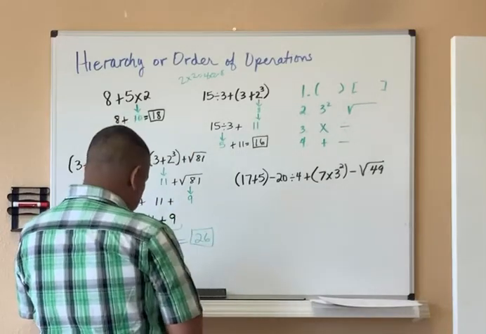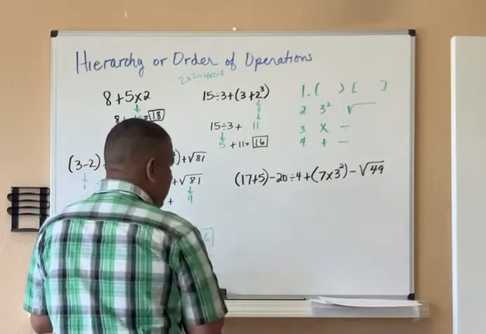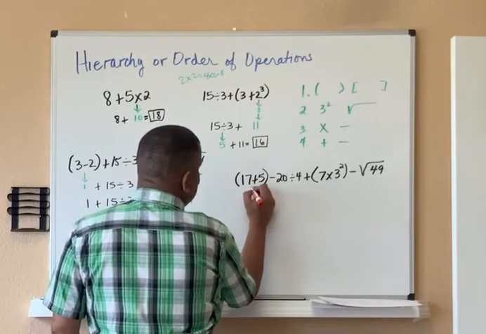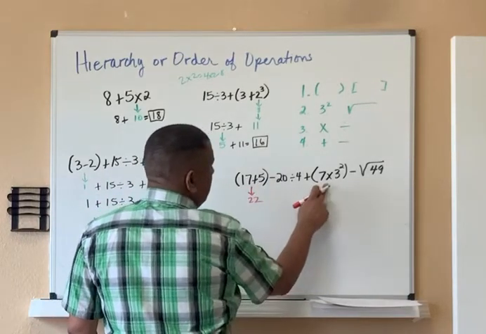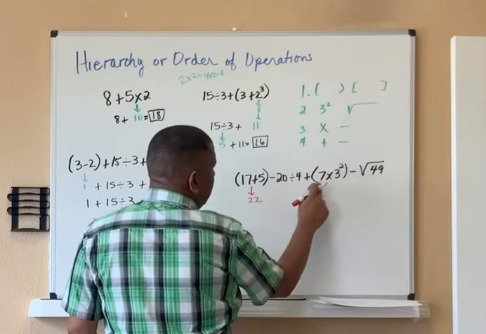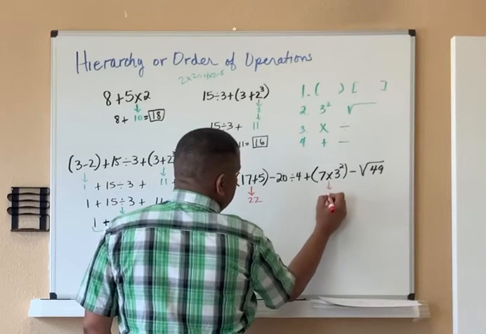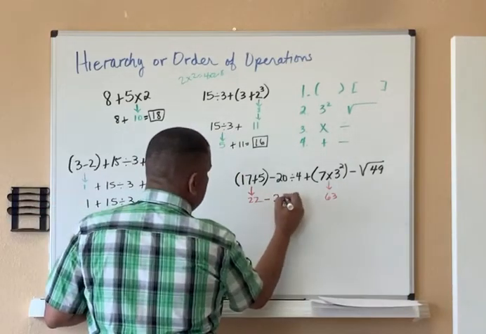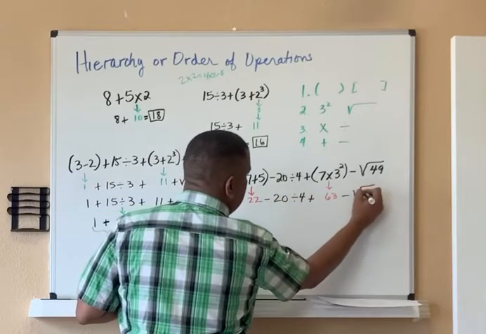The rule says to work out, let's go ahead and work it out. I'm going to work it out kind of fast. First, I'm going to work with the parentheses. 17 plus 5 is 22. Then 3 times 3 is 9. 7 times 9 is 63. Minus 20 divided by 4 plus 63 minus the square root of 49.